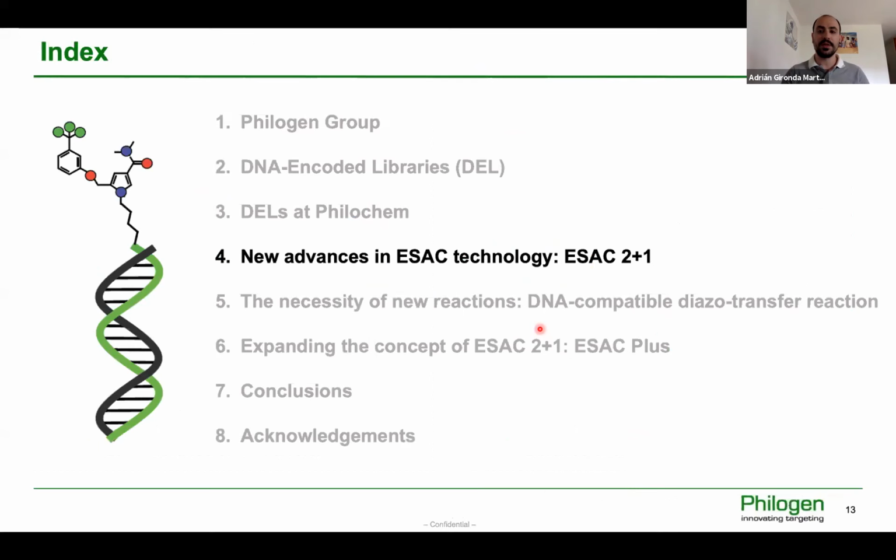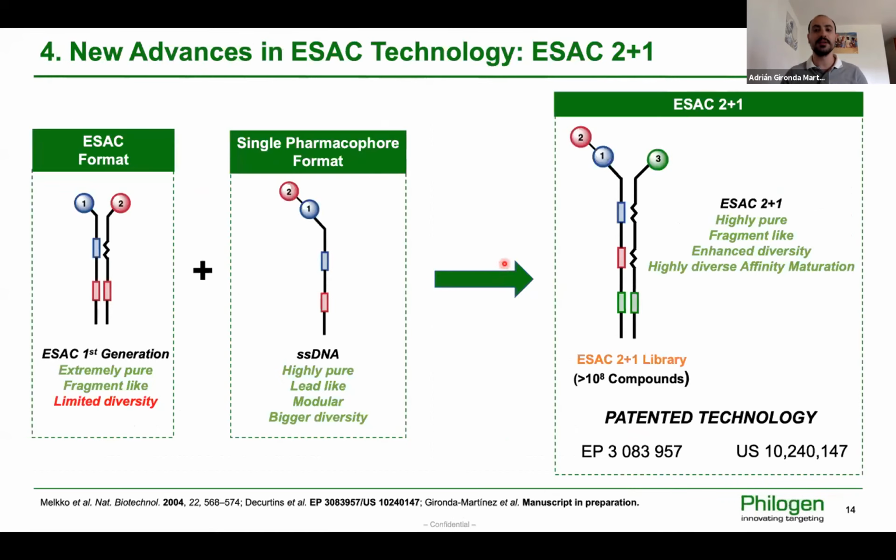Now I'm going to move on with some of the results of my PhD project. The first part of my PhD was based on the idea of merging the two most important approaches for the construction of DELs. As I mentioned before, the ESAC format is a library of extreme purity and fragment-like, but it lacks a little bit of diversity because there is no combinatorial assembly between the small molecules in the typical combinatorial fashion. While single pharmacophore libraries are highly pure, lead-like, and have bigger diversity, since we are not limited by only the combinatorial assembly of two building blocks.